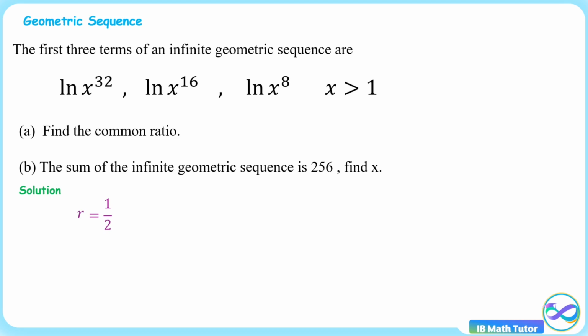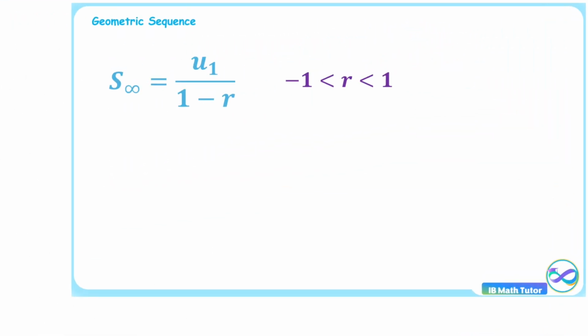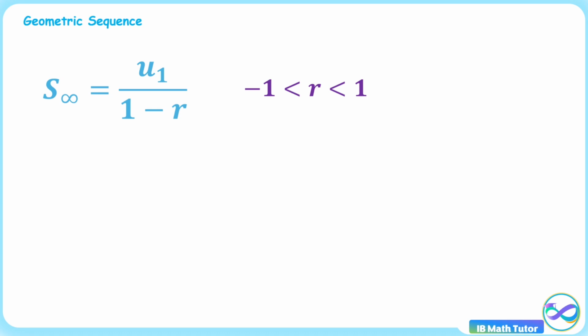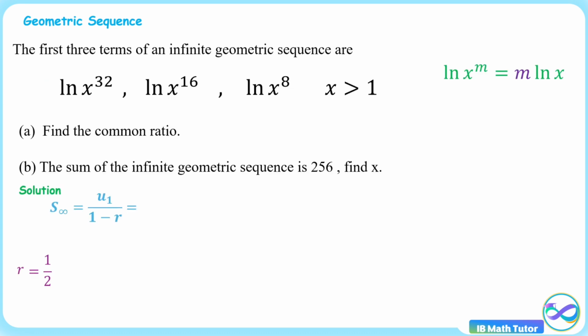Now, let's move on to question B. We're given that the sum of the infinite geometric sequence is 256. Here is the formula for the sum of an infinite geometric series, where u1 is the first term and r is the common ratio. In our question, the first term is ln x to the power of 32 and r is half. We substitute in the formula.